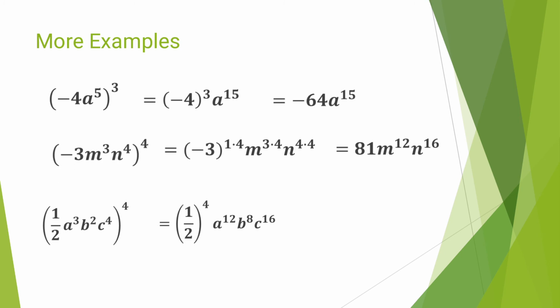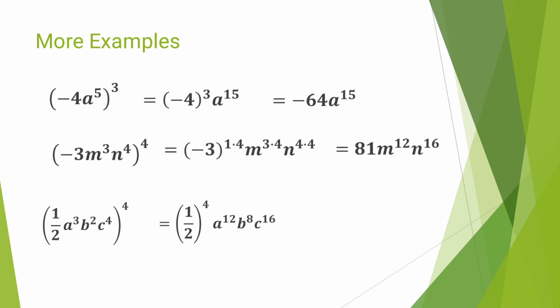Another one, negative 3m cubed and 4 raised to the power of 4. So distribute 4 to the power of negative 3, to the power of m, and to the power of n. So we got negative 3 raised to the power of 1 times 4, m raised to the power of 3 times 4, and n raised to the power of 4 times 4. Simplify, negative 3 times negative 3 times negative 3 times negative 3, we got 81, and then 3 times 4, we got 12, and 4 times 4, we got 16. So 81 m raised to the power of 12, n raised to the power of 16.